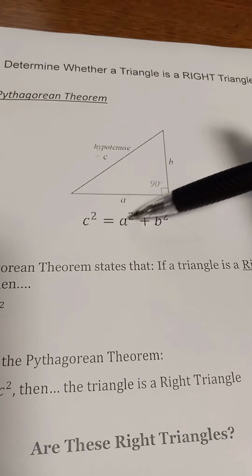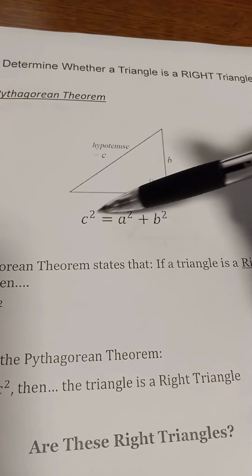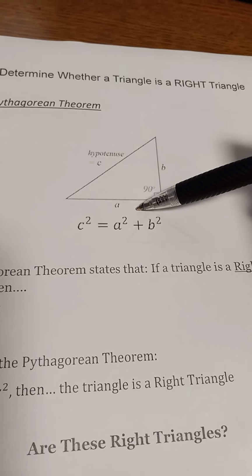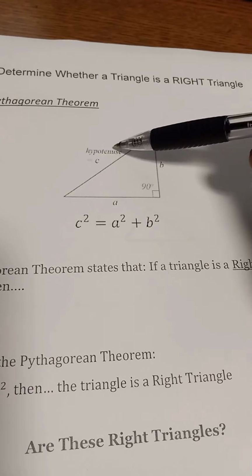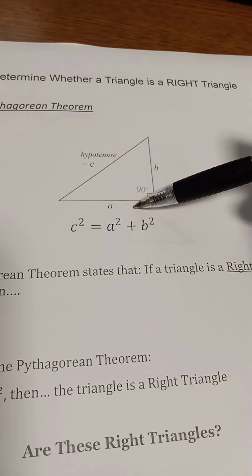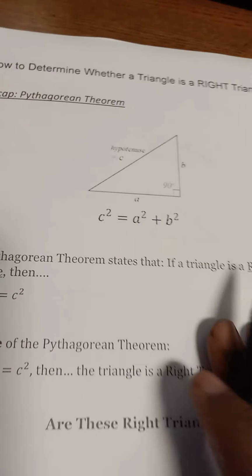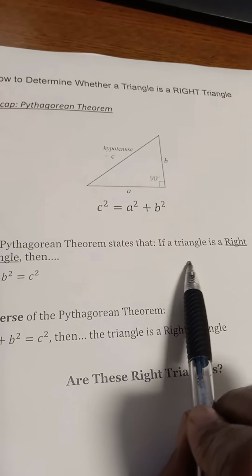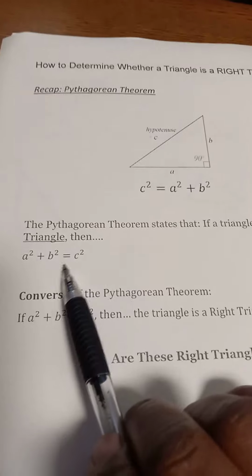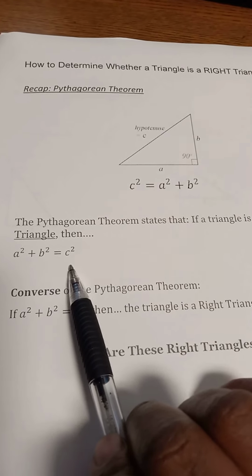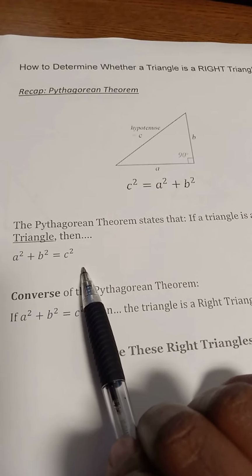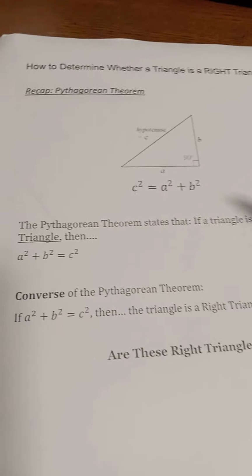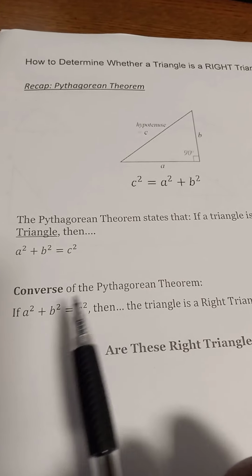We know the sum A squared plus B squared must be equal to C squared. So the sum of the squares of this leg and this leg must be equal to the square of this side, A, B, C. The Pythagorean Theorem states that if a triangle is a right triangle, then A squared plus B squared is equal to C squared. So we are going to figure out if a triangle is a right triangle, and we are going to use the converse. What does the converse say?